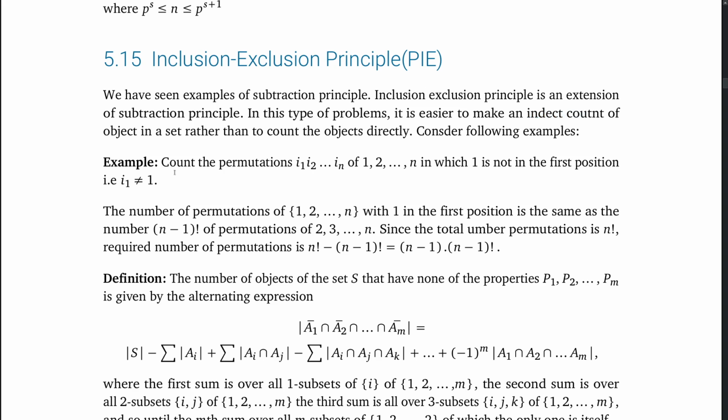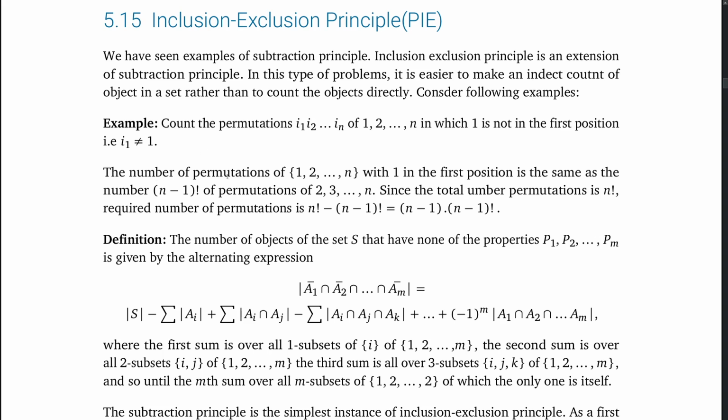Consider the following example. Count the permutations i1, i2 through in of 1, 2 through n in which 1 is not in the first position, that is i1 is not equal to 1. The number of permutations of 1, 2 through n with 1 in first position is the same as the number, n minus 1 factorial, of permutations of 2, 3 through n. So in n minus 1 factorial, 1 will be at its proper position. Since the total number of permutations is n factorial, the required number of permutations is n factorial minus n minus 1 factorial.